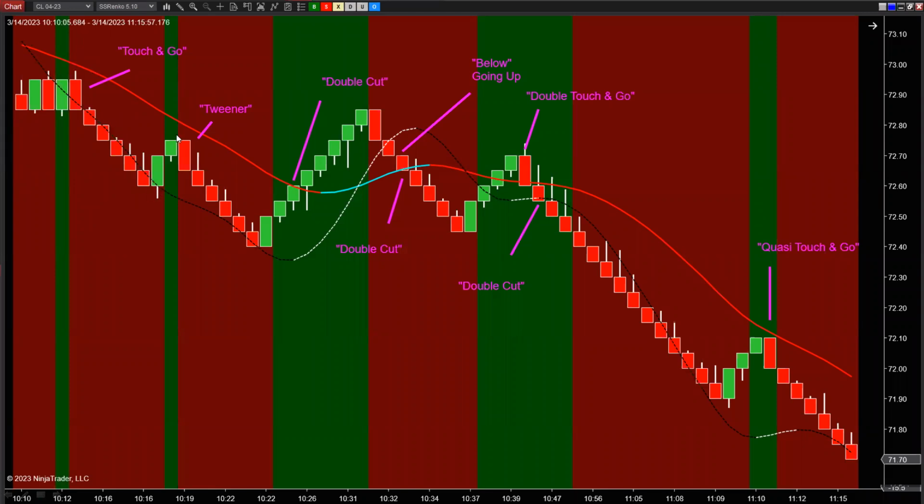This one comes up inside, but it's in between the two. We call that a tweener. You know, one of our room members coined that term. Here's a double cut. I'm cutting both of them. The market's been going down in two waves. And then it double cuts right here.